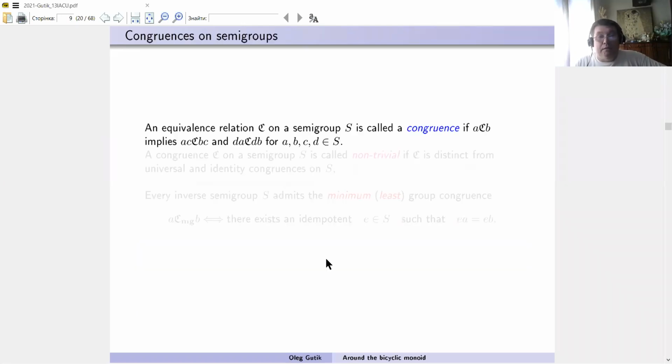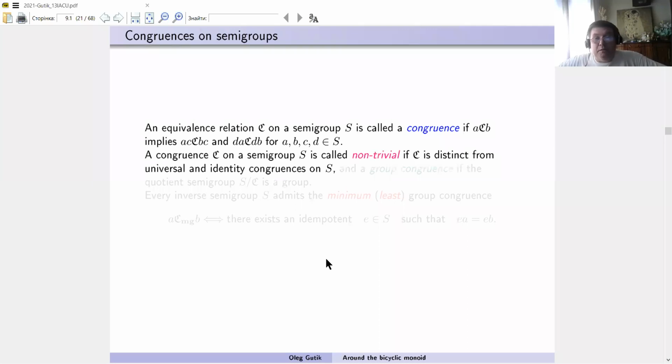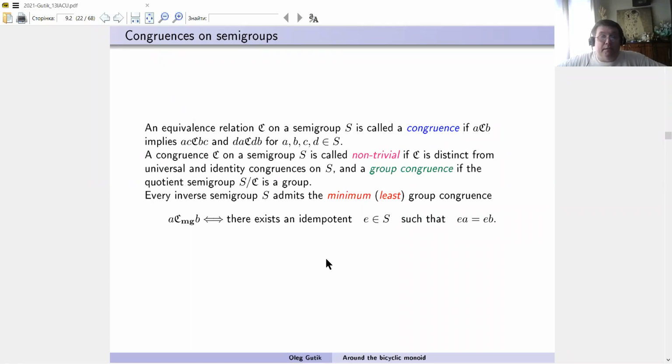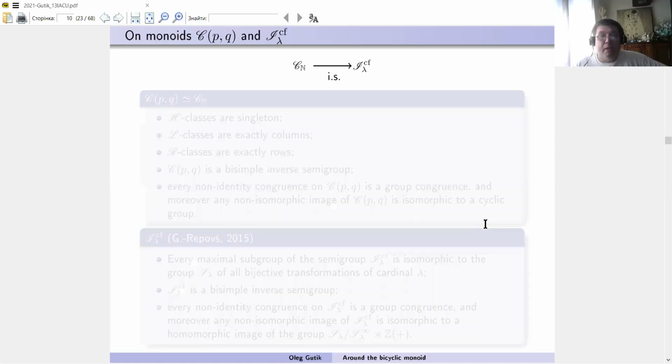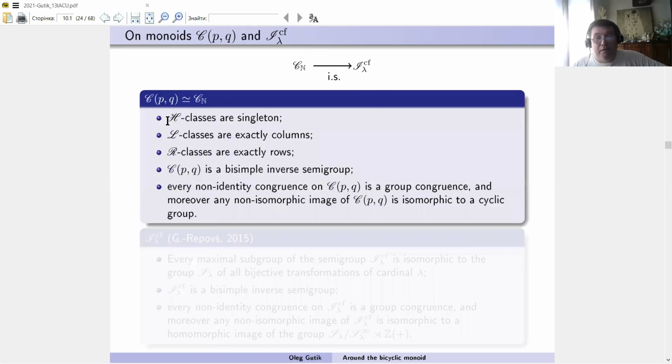And the definition of congruence is well known, and a congruence on a semigroup is called non-trivial if this congruence is distinct from the universal and identity congruences, and a group congruence if the quotient semigroup by this congruence is a group. So every inverse semigroup admits a minimum group congruence, or least group congruence, in the following way. Two elements are in this congruence if and only if there exists an idempotent e from S such that the following equation holds. So we have that the bicyclic semigroup is a subsemigroup of cofinite partial bijections of lambda, and what are the properties of the bicyclic semigroup?